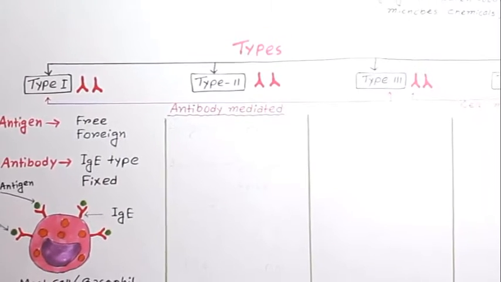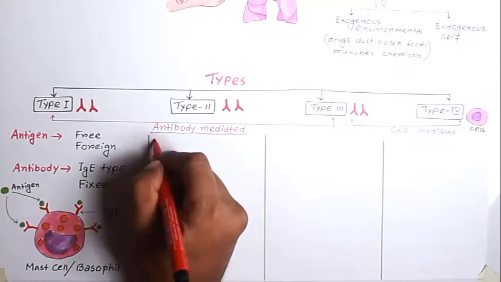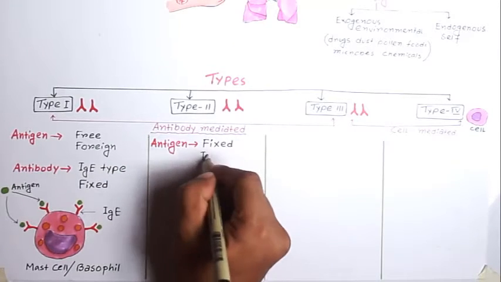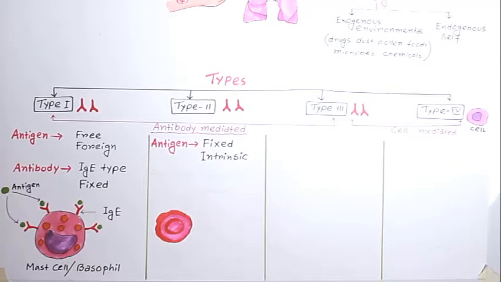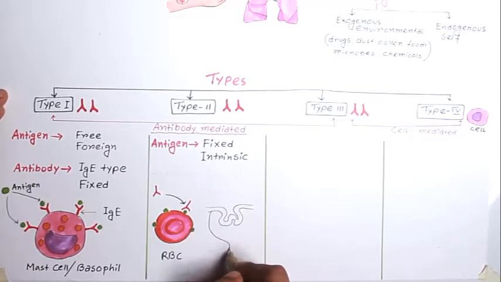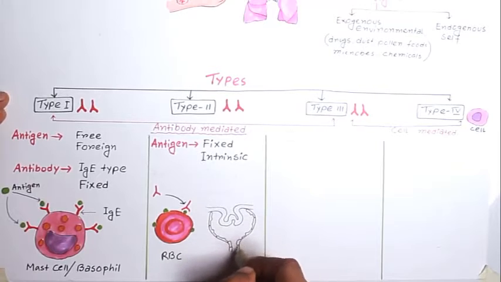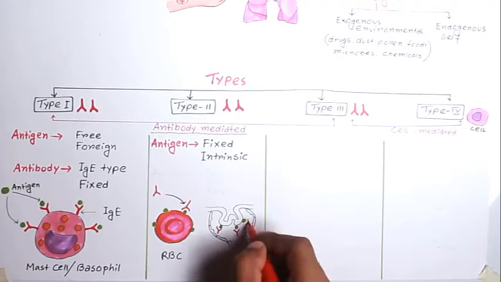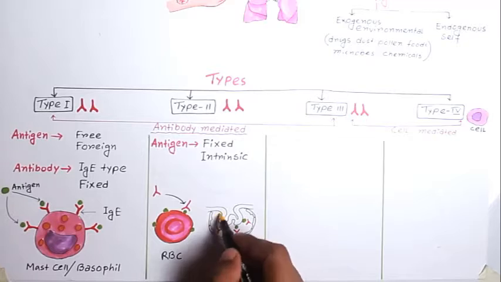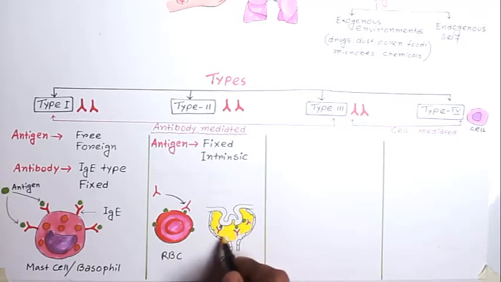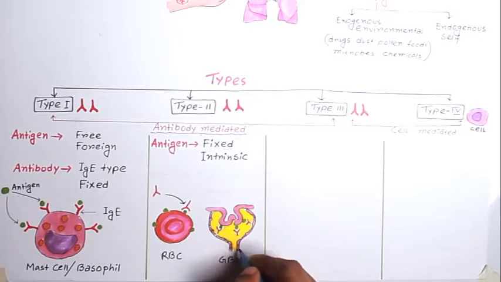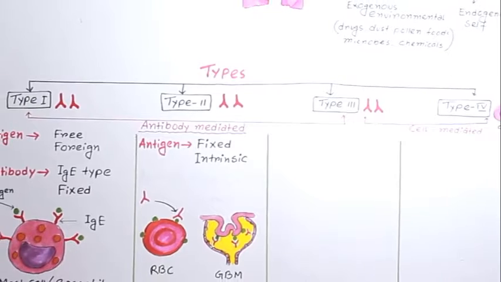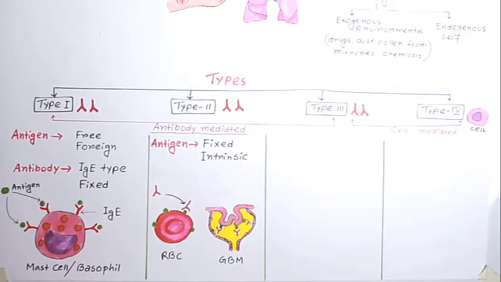Now let's come to the type 2 hypersensitivity reaction. Here the antigen is always fixed and intrinsic to the tissue on which the reaction occurs. For example, if the antigen is present on the RBC, the reaction will occur on the RBC only. If it is present on the glomerular basement membrane, the reaction will occur on the glomerular basement membrane only. So, in type 1 hypersensitivity, the antigen is free and foreign, but in type 2, it's just the opposite. The antigen is fixed and intrinsic to our tissue.